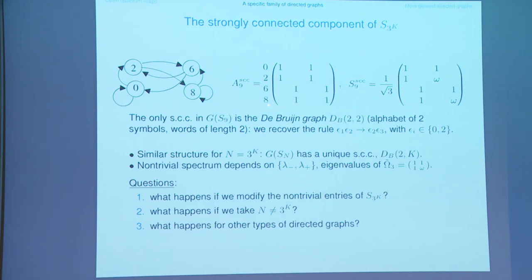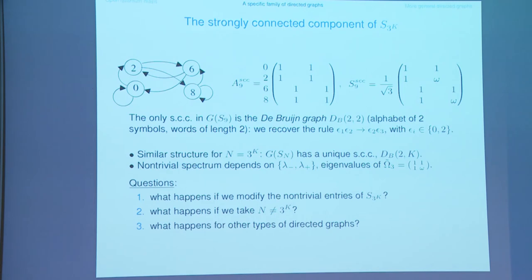And here the nodes are connected to one another under the rule that if you have epsilon 1, epsilon 2, on two digits, on an alphabet of two elements, this node goes to this node here, which means that this one gets killed, epsilon 2 here should appear as epsilon 2 here, and this one is anything. So each node has two antecedents and two images, ordered this way. This is what is called the de Bruijn graph.